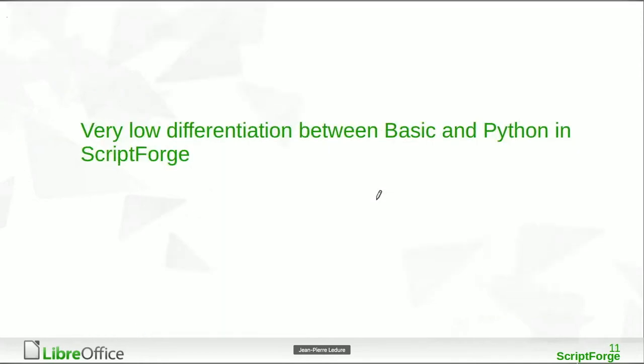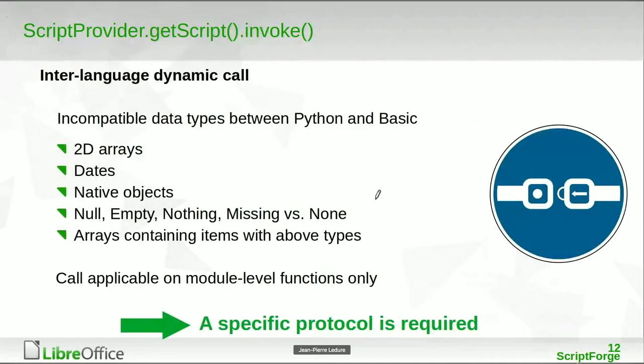Okay, now the syntax must be identical, but there are also other things to consider when we compare the implementation in Basic and Python. First of all, we need an identical programming interface so that the user is not aware of executing a Basic or a Python script. To call a method from one world to the other one, we use the script provider mechanism, and we must be able to do that in both directions.